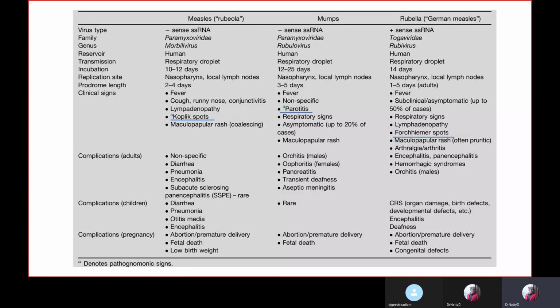Usually it occurs in childhood itself. It affects children predominantly. In case of pregnancy, it might lead to fetal death or abortion. Mumps. Mumps, the classical feature is parotitis.